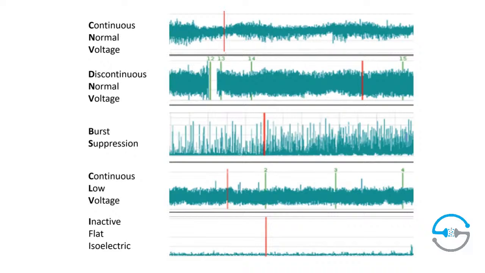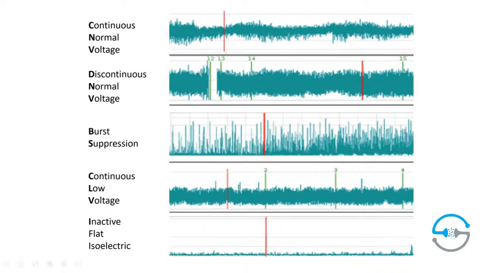Then we have our discontinuous normal voltage, where that lower margin drifts below 5, but our upper margin stays above 10. When we have this lack of continuous activity, so when we expect to see continuous normal voltage, right, over 34, 35 weeks, we expect to see a pretty continuous normal activity, so upper margin above 10, lower margin above 5.